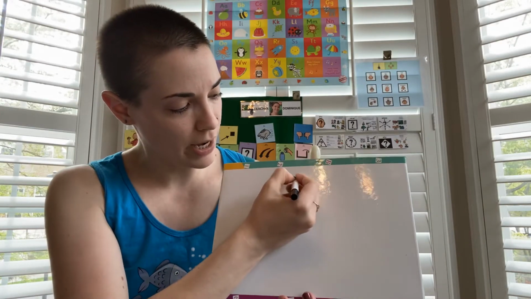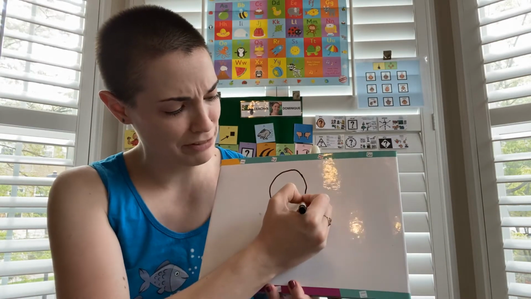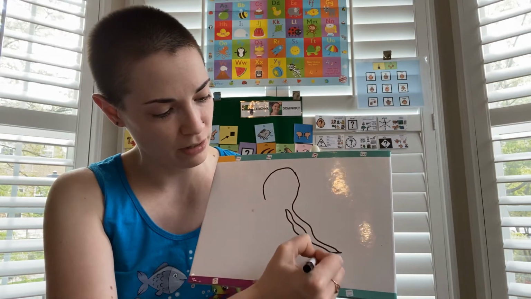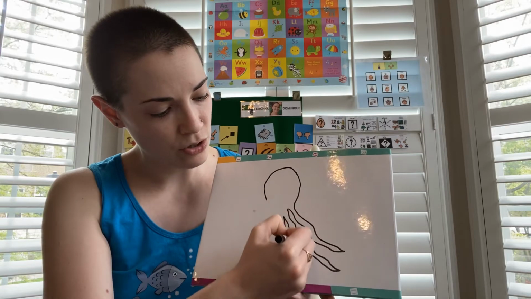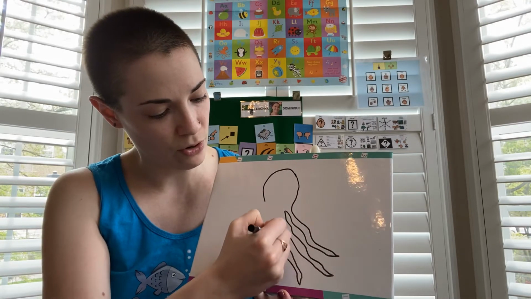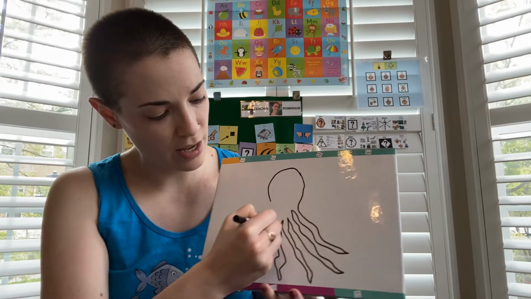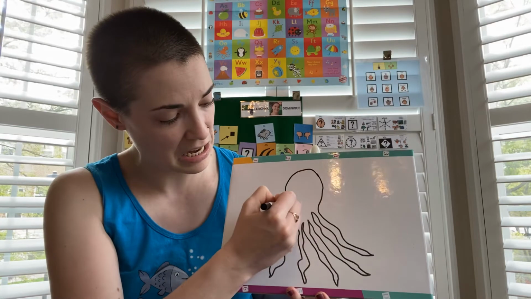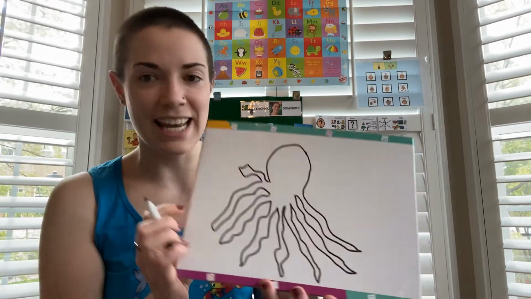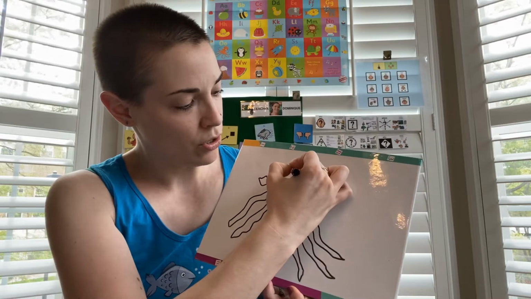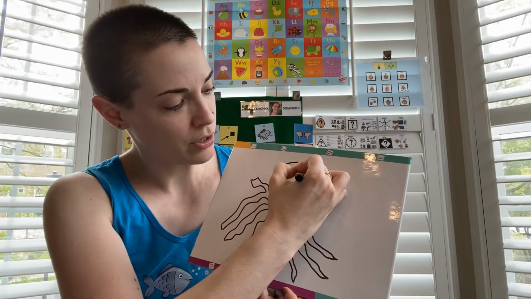So I could even try a slightly different version. I'm going to try to do a better octopus, but I don't know if it's going to work. 1, 2, 3, 4, 5, 6, 7, 8. Oh no, and he's got that one tiny little arm all the way up here. And here are his eyes.